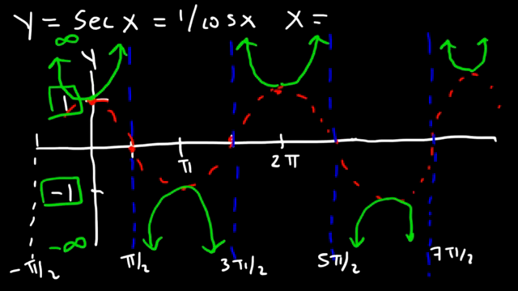So we can say x will not equal n pi over 2 and define what n is, where n is an odd number, such as plus or minus 1, plus or minus 3, plus or minus 5, and so forth.